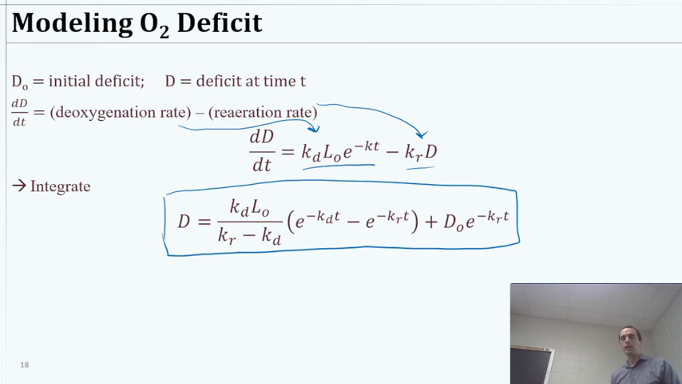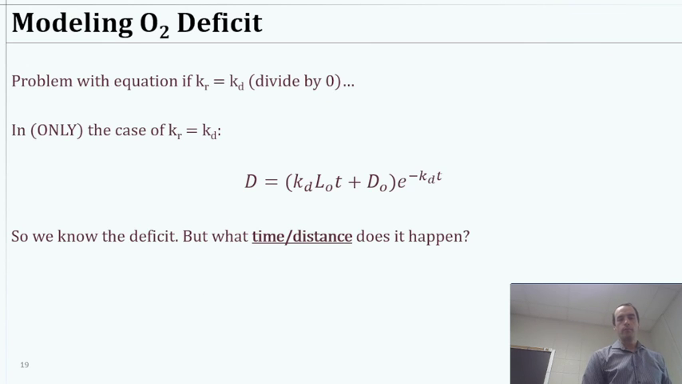And that'll give us a way to understand how much deficit we have at any given point. But we still want to know essentially what the maximum deficit is. So Dmax is still sort of a question that we'll come back to in a moment. So if we have that problem where Kr happens to equal Kd, we're dividing by 0.